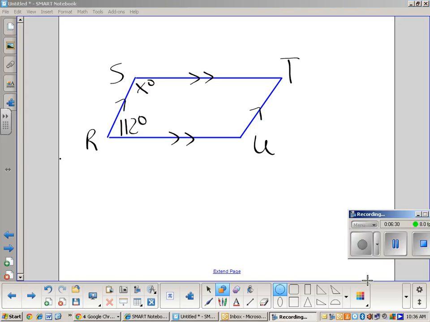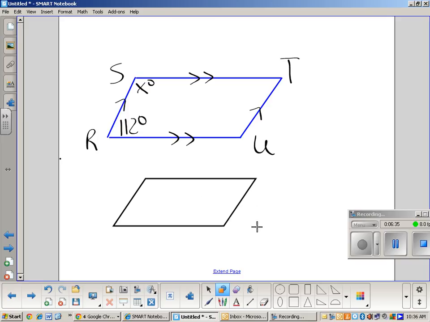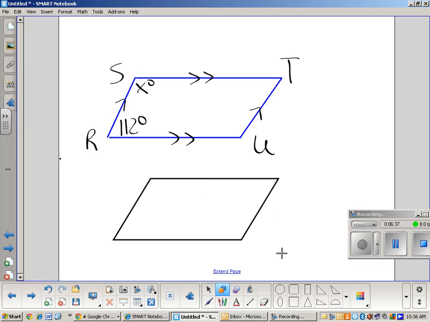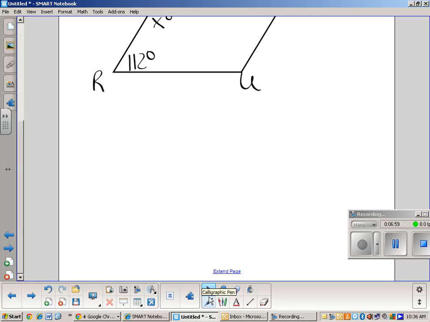I can find the value of x knowing that angle URS and angle RST are consecutive angles, so they would total to be what? What would they total to be? 180. So I could write it as 112 plus x equaling 180. Okay? And we've done that several times.